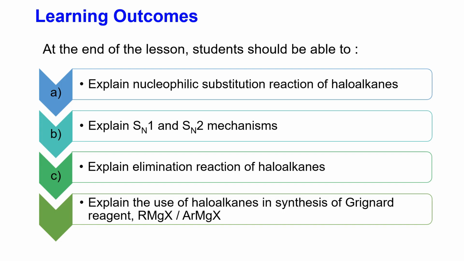So learning outcomes: at the end of the lesson, students should be able to: explain nucleophilic substitution reactions of haloalkane; explain SN1 and SN2 mechanisms; explain elimination reactions of haloalkane; and lastly, explain the use of haloalkanes in the synthesis of Grignard reagent, RMgX or ArMgX.